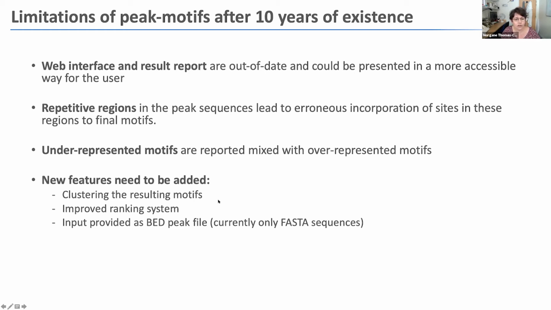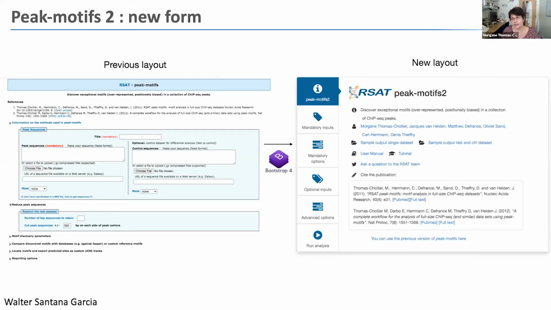And there are new features that we wanted to add, like clustering of the resulting motifs. We want to improve the ranking system. And many users have asked us if they could give as input a BED file, for example, that comes out of MACS. Currently, we only accept FASTA sequences. So that's why we decided to go on and develop a peak-motifs 2 version.